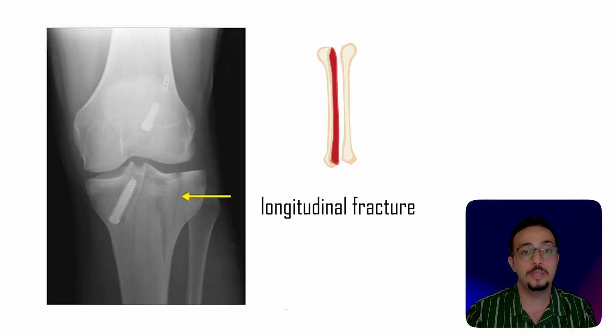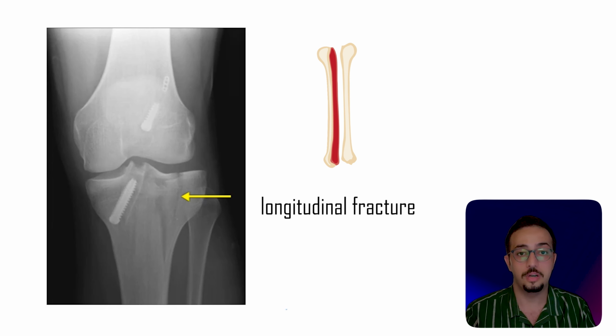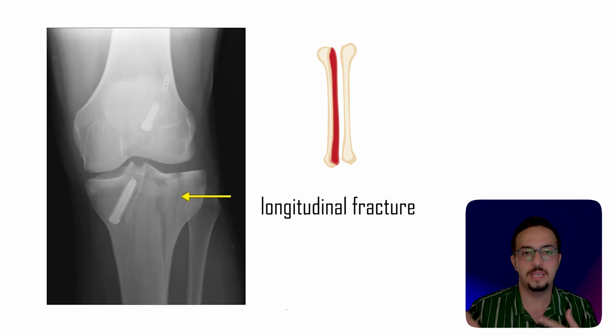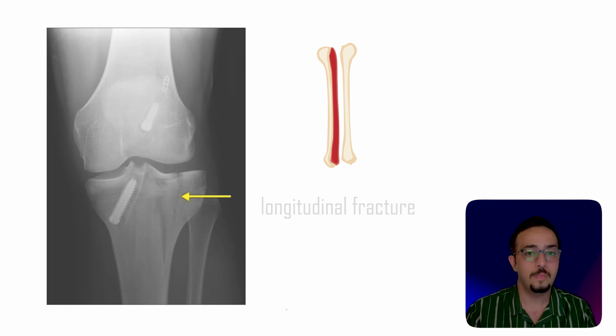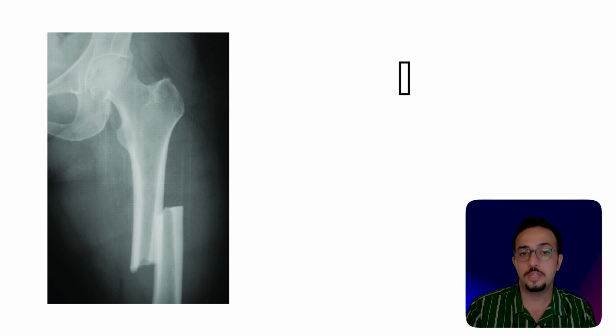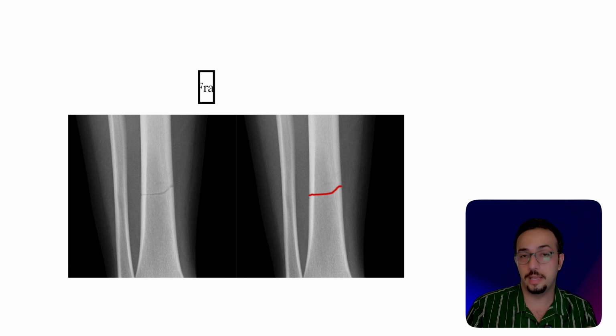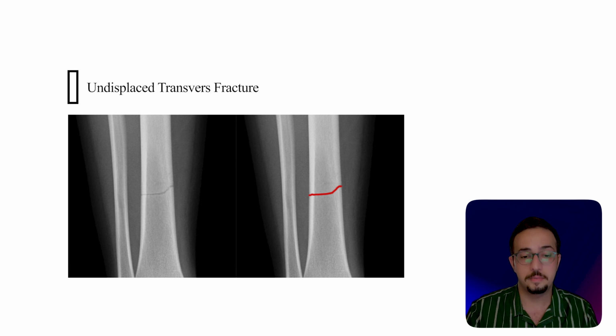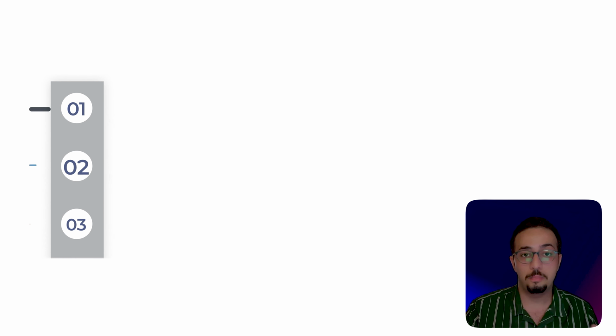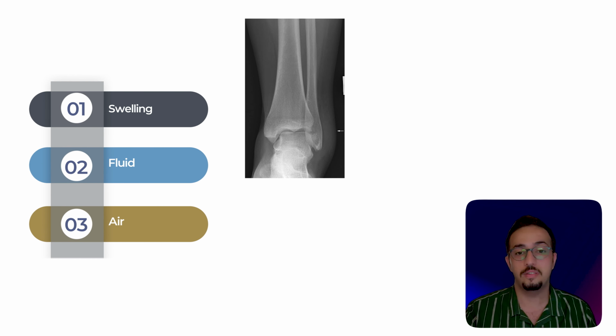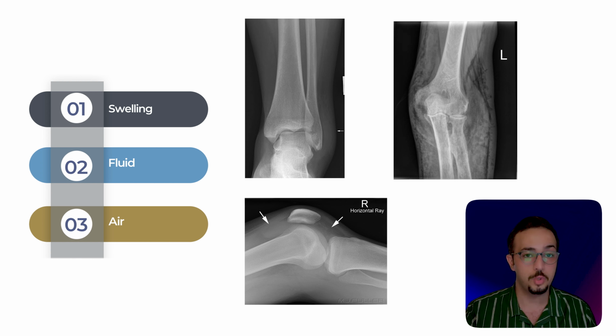The next one is longitudinal fractures, which are usually part of a big mess of pieces in a comminuted fracture. Fractures can also be displaced, where the pieces aren't lined up like they should be, or undisplaced, where they're still in place. And don't forget to mention any soft tissue findings like swelling or fluid around the joints when you're talking about what you see.